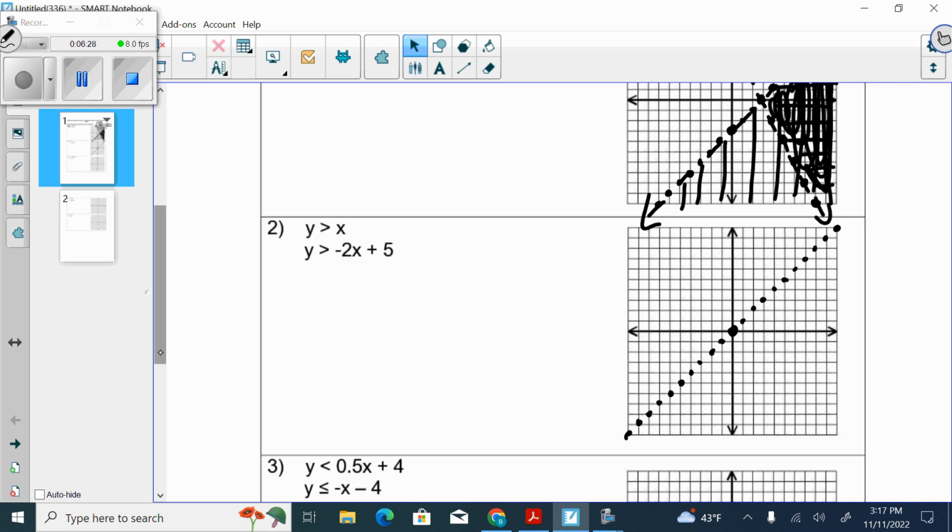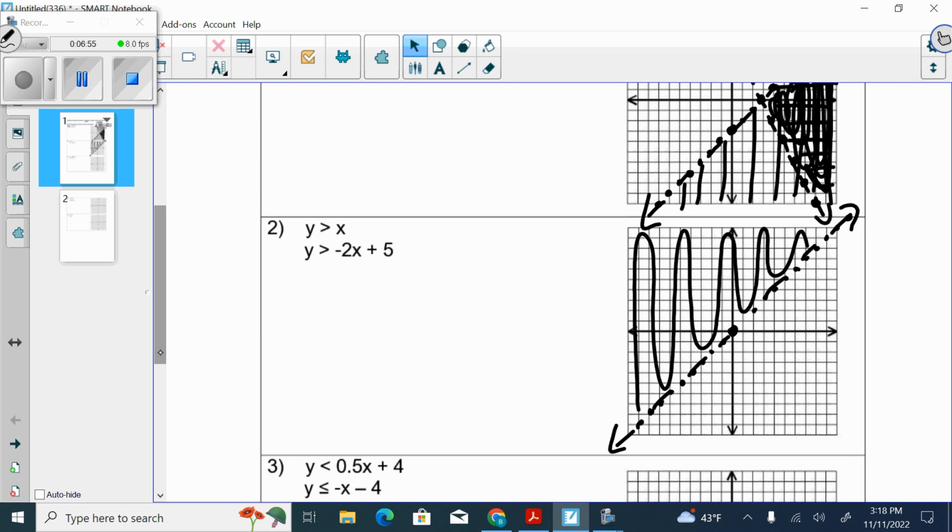Now, do I want to make this a dotted line or a solid line? Dotted. Very good. Okay. So I've got my dotted line. Do we want to shade above that line or below that line? Above. Very good. All right. So I'm going to shade everything up here.